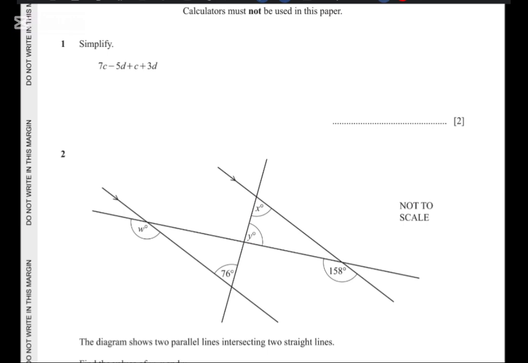Question number 1. Simplify 7c minus 5d plus c plus 3d. So here we have to look for the like terms because it's simplification. The like terms are 7c plus c, and minus 5d plus 3d. 7c plus c is 8c, and minus 5 plus 3 is minus 2d. So the answer is 8c minus 2d. Question number 1 is done.